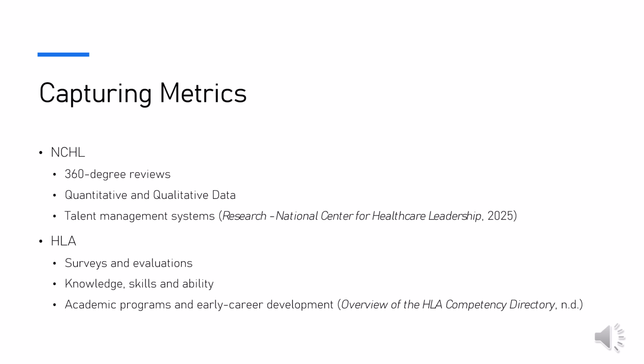During this portion of the brief, we will be discussing the tools each competency model uses to capture metrics, as well as the data being collected and the applications in which they are used. For the NCHL competency model, the tool used is a 360-degree review, which, as stated before, is a survey given to everyone within the organization that works with or for the leader. The data collected by this model is typically quantitative and qualitative in nature and is used for talent management systems, linking leadership behaviors with organizational outcomes.